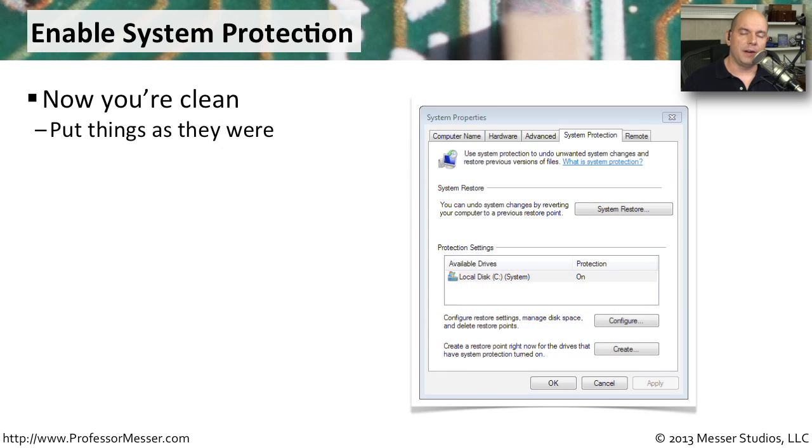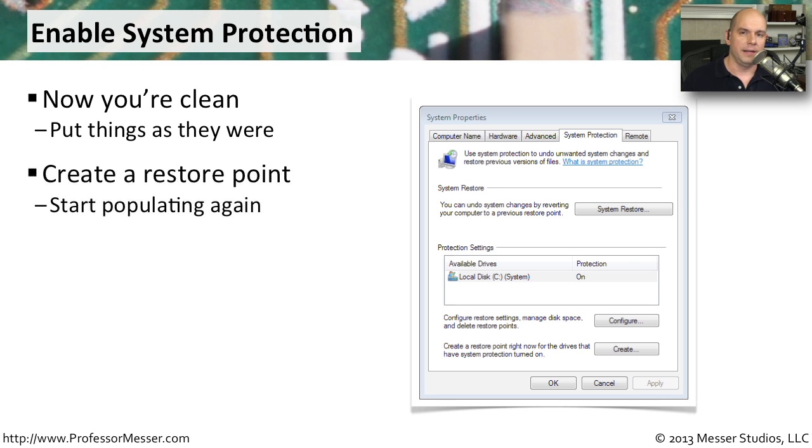Now that you've cleaned the virus or the malware from your computer and you feel relatively comfortable that you've gotten rid of all of it, it's time to turn back on your system protection and have it start building restore points again. That way, if there is a problem with an application configuration and the user wants to go back to a previous version, they can do that. And of course, now that it's turned back on, it will create a restore point every day and every time that an application is installed.